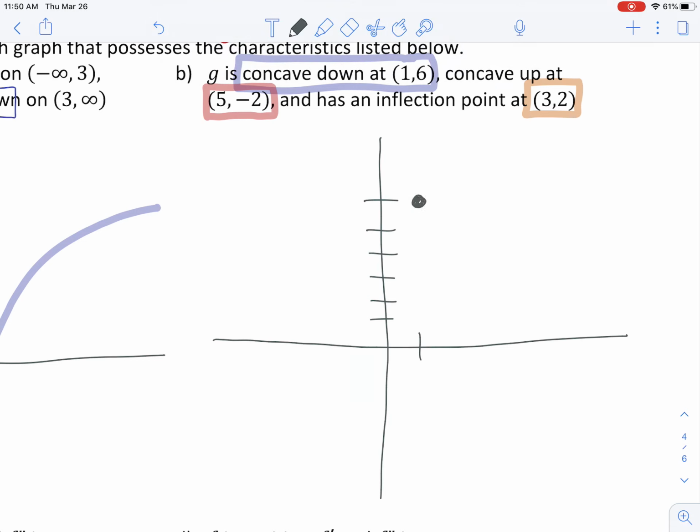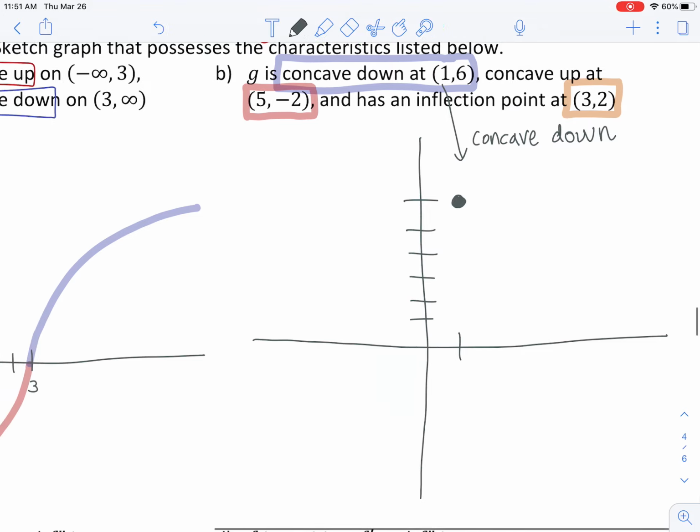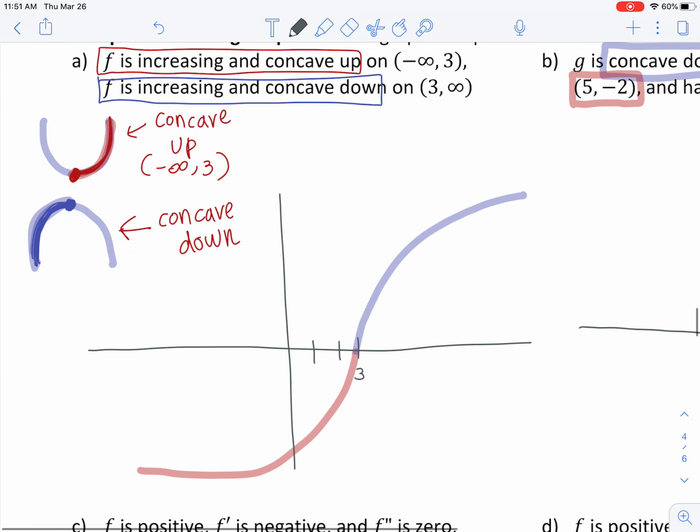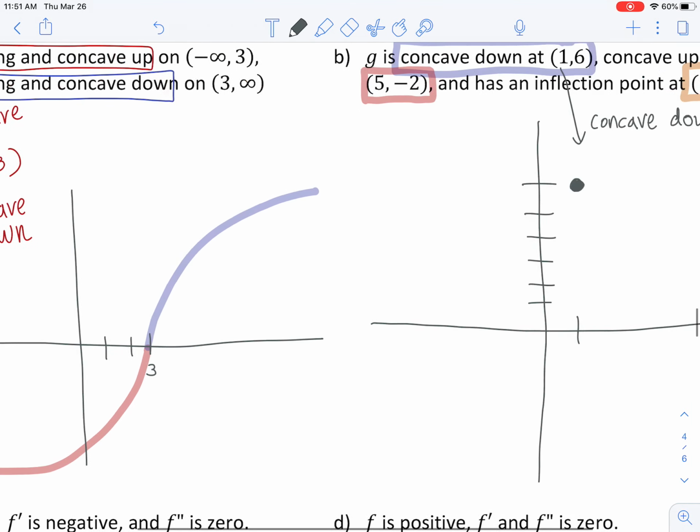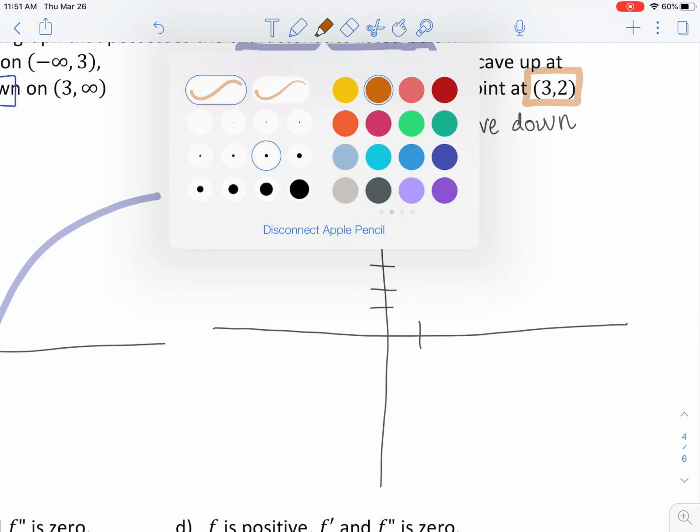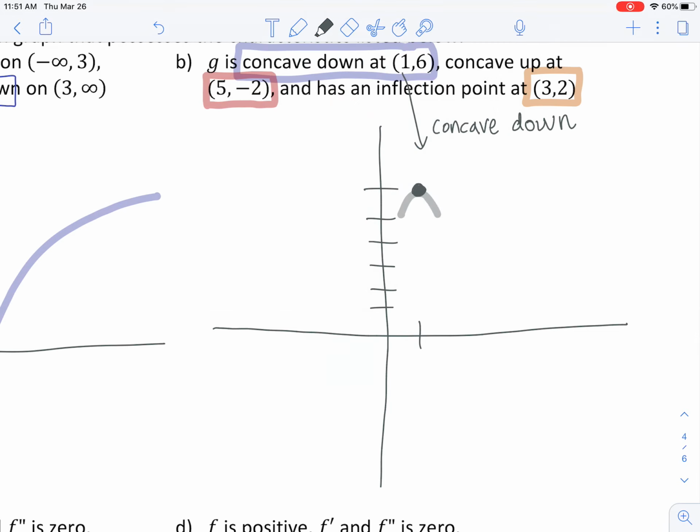1, 2, 3, 4, 5, 6. Oh dear. Here is my first point they gave me. This is where I'm gonna sketch concave down. Real quick, what does concave down look like? Concave down looks like this, a frowny face. Okay. So what I know is I'm gonna have a graph that looks like this over here. Okay, just being extreme, like a concave down graph right here.